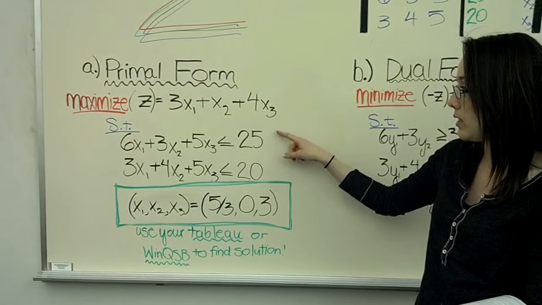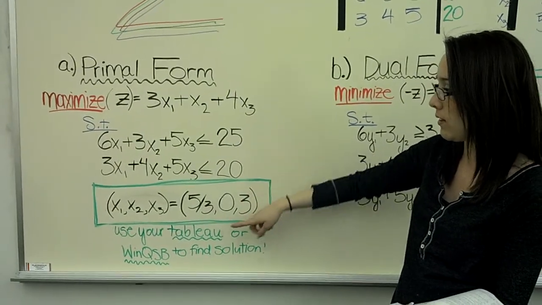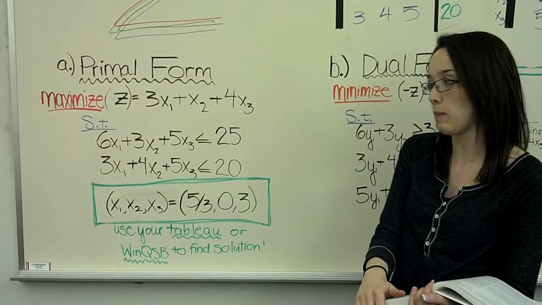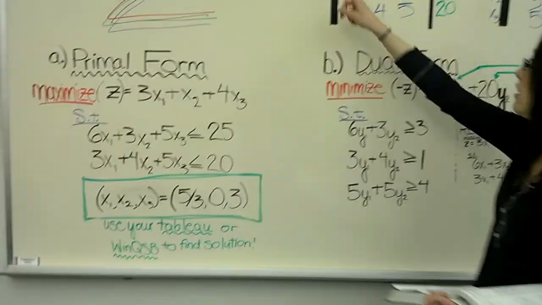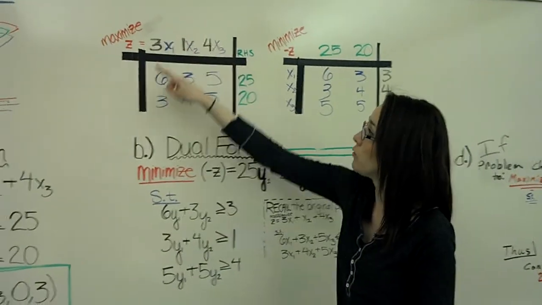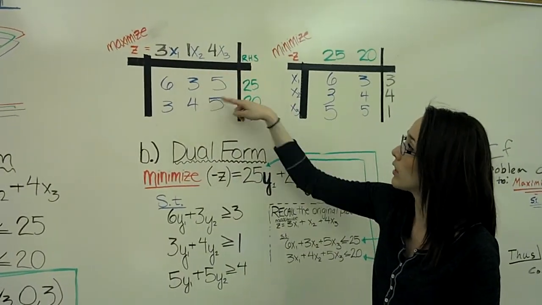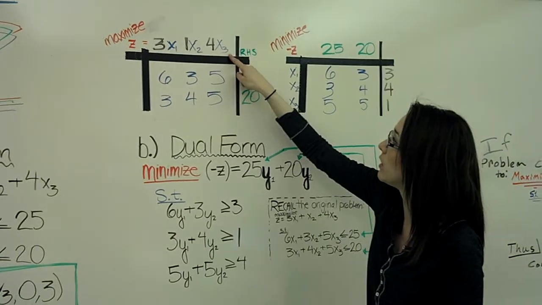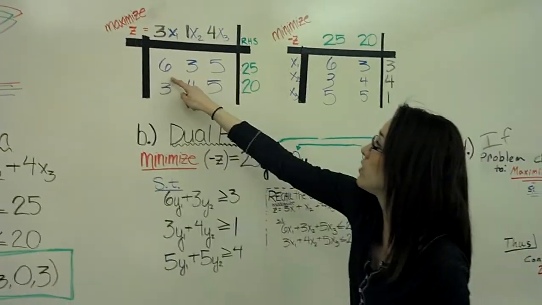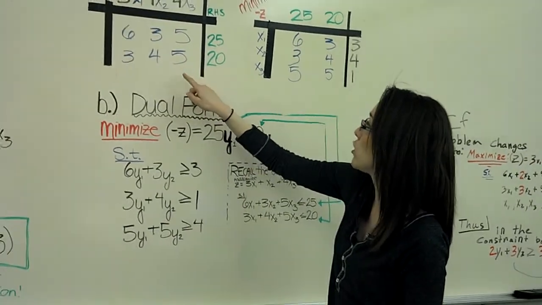But the solution, as you can see from these two constraints, is that x1, x2, and x3 are 5/3, 0, and 3 respectively. Now if you come over here to the tables I have set up, all I did was take the original form. This is what we were just looking at. Here's your maximize Z problem, our right-hand side, these are our inequalities, and these are our variable coefficients.